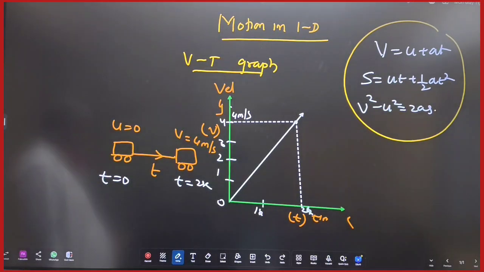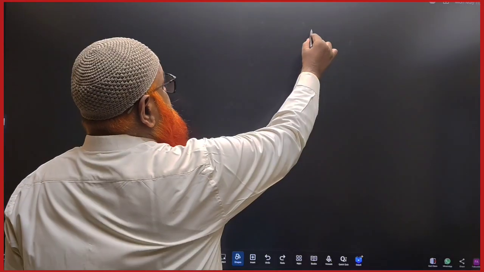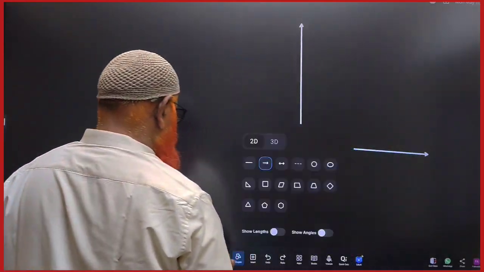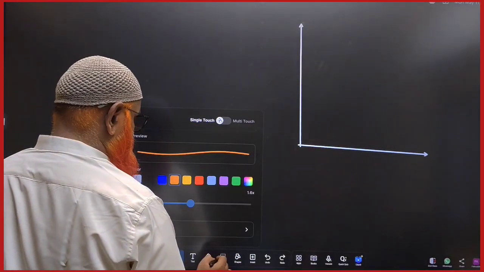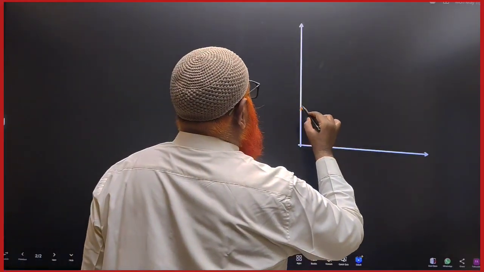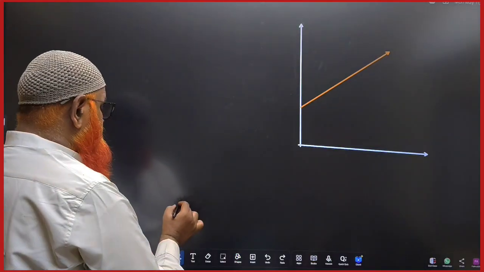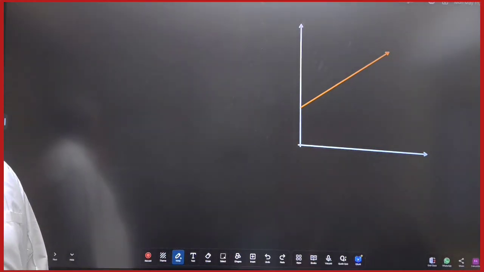Hope you are understanding. Now I will represent the same in a different situation. What I am going to do now is draw the same graph, where this is going to be the y-axis and this is going to be the x-axis. Now I am representing the graph like this. Will you tell me in what way this graph is different from the previous graph?